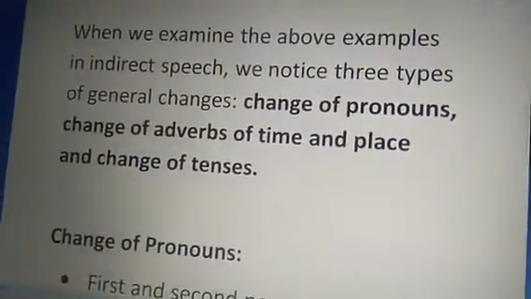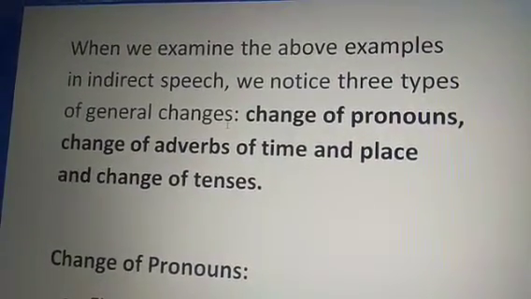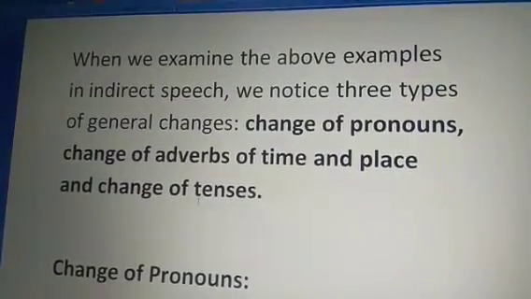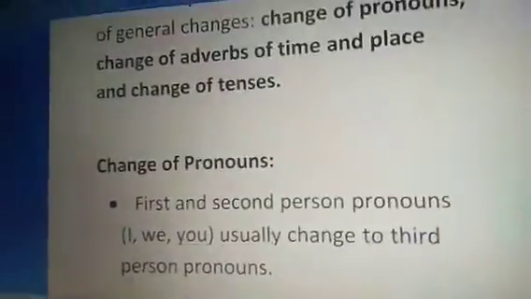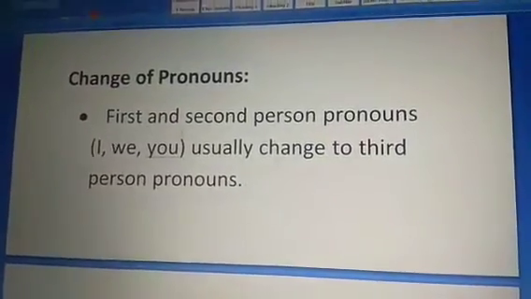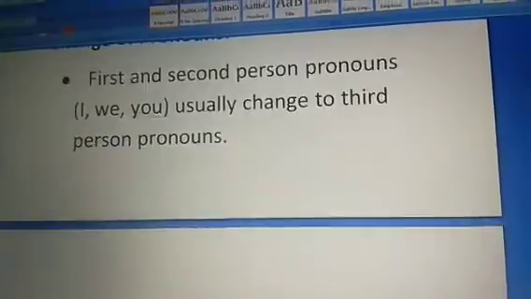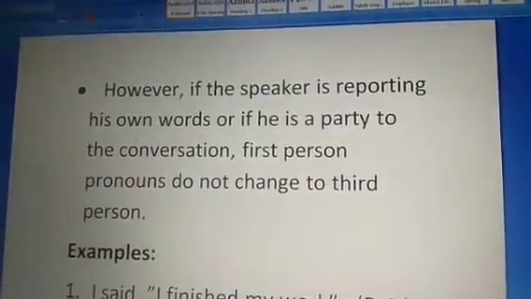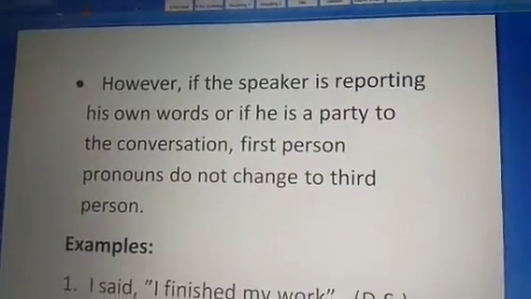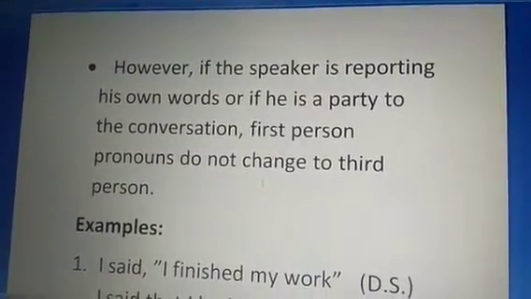Now when we examine the above examples in indirect speech, we notice three types of general changes: change of pronouns, change of adverbs of time and place, and change of tenses. Let us analyze these one by one. And the first one is change of pronouns. First and second person pronouns I, we, you usually change to third person pronouns. However, if the speaker is reporting his own words or if he is a party to the conversation, first person pronouns do not change to third person.